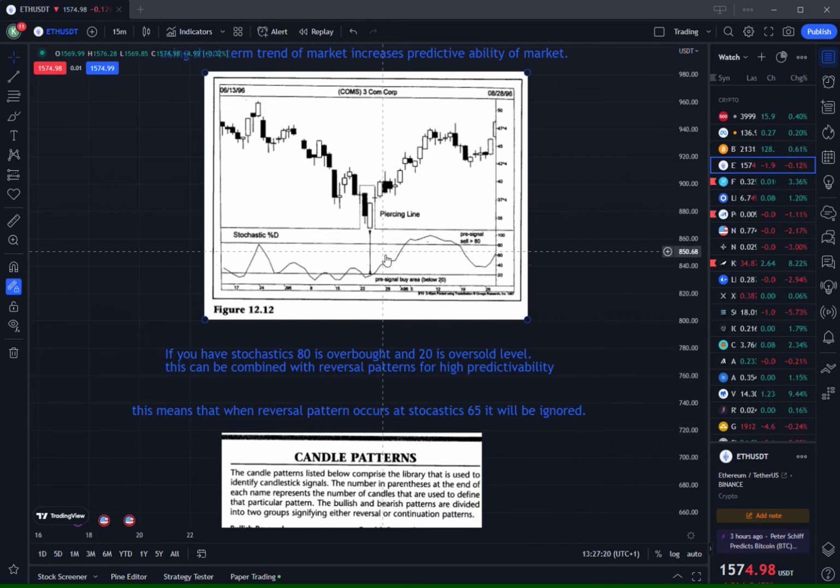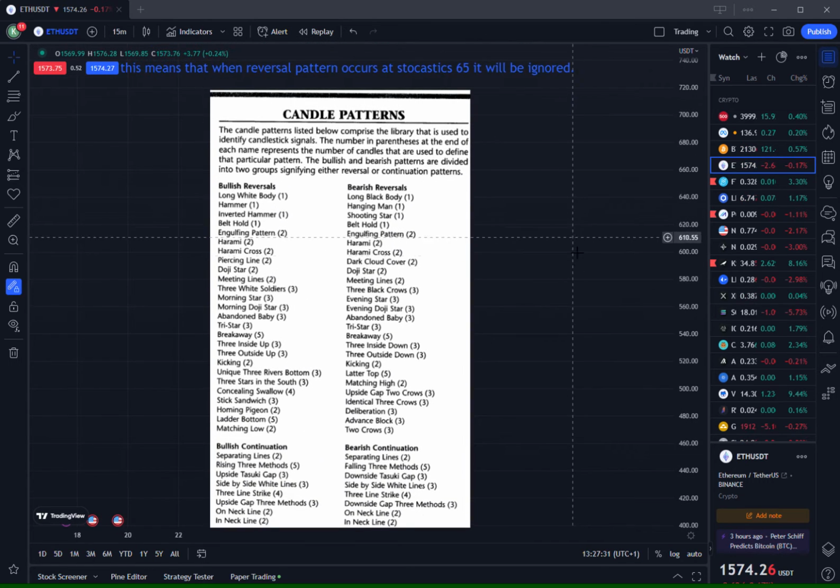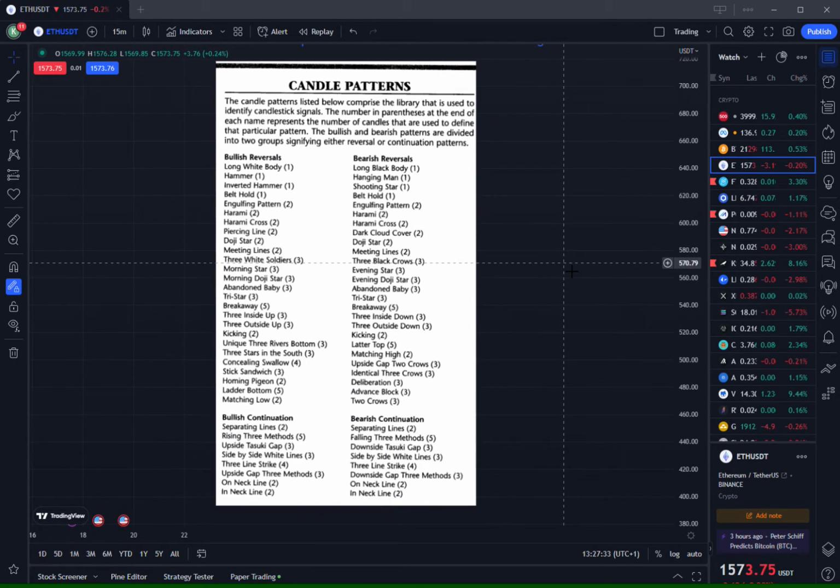Yeah, also means if you're following stuff like this, a computer needs strict rules. So let's say stochastics is like 65 level, this wouldn't go into a trade. This was kind of a close one. It's still a really good trade. Now there's a lot of patterns actually.